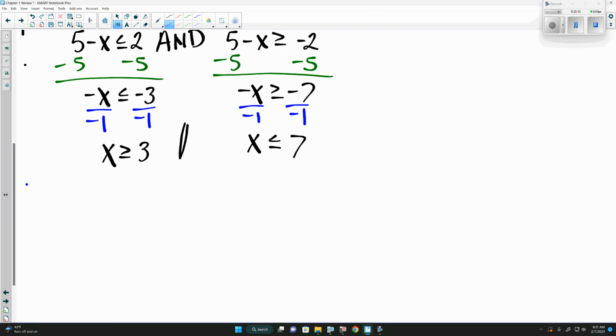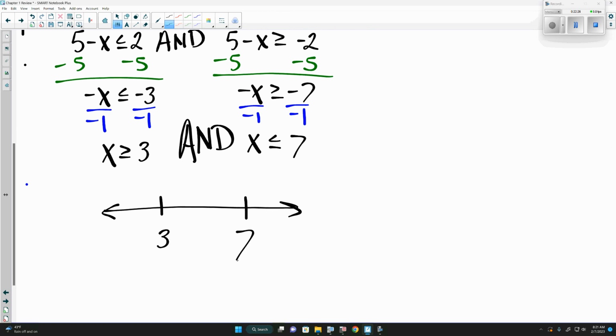And again, this is an and statement, so our only solutions are what's in common. If we think of it as a number line, our two key points are 3 and 7. X is greater than or equal to 3. Since it's an and statement, I'm going to draw it above it. So it'd be equal to this and going to the right. X is less than or equal to 7. So at 7, it'd be filled in, and we would shade to the left.